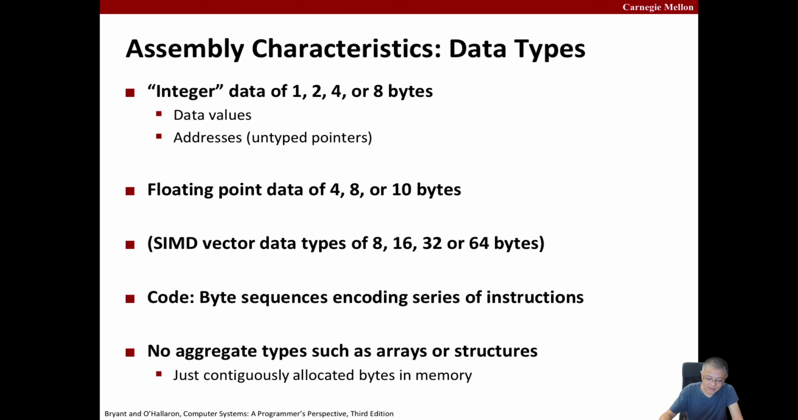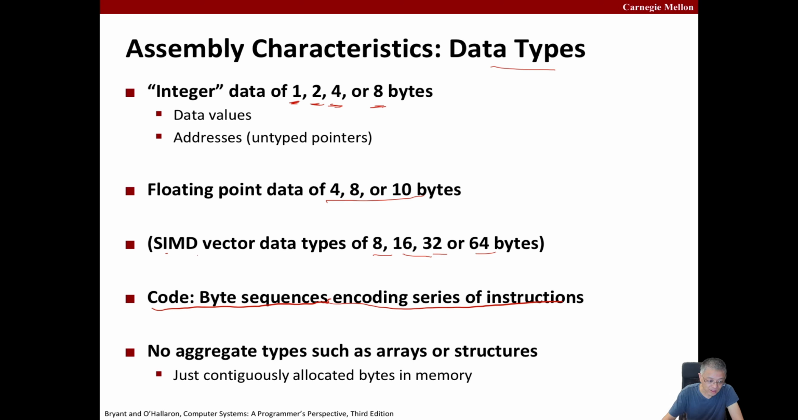So here is the data type we used in the assembly code. You can access the data in 1 byte, 2 bytes, 4 bytes, or 8 bytes. The floating point are 4 bytes, 8 bytes, or 10 bytes. There is also a single instruction multiple data vector data type of 8, 16, 32, and 64 bytes. Okay. So the code are actually sequence of the byte encoding the instructions.